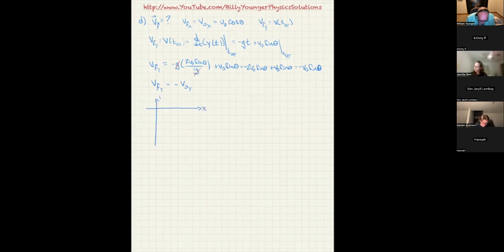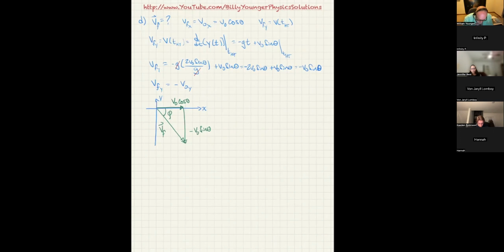There's my x-axis, there's my y-axis, and this part right here is just V0 cosine theta. And then this part right here is negative V0 sine theta. And this part is V final. This angle right here, I'll call phi. Okay. So I see that I have V0 cosine theta. Those are numbers we know. And I have negative V0 sine theta. Those are things that I know as well.